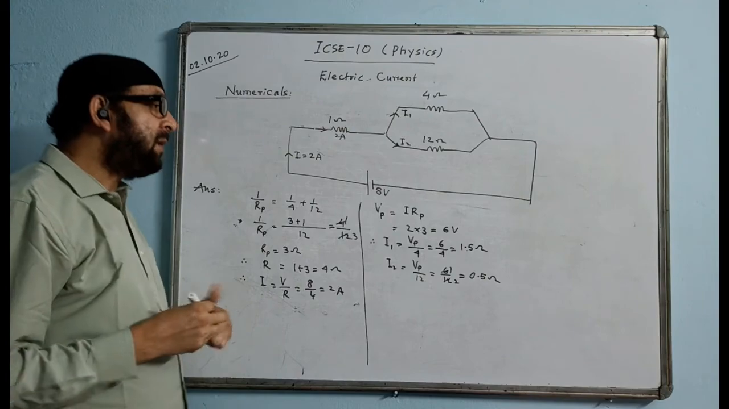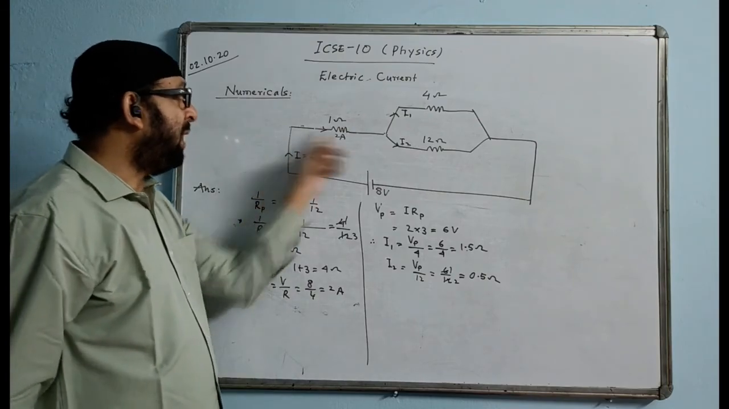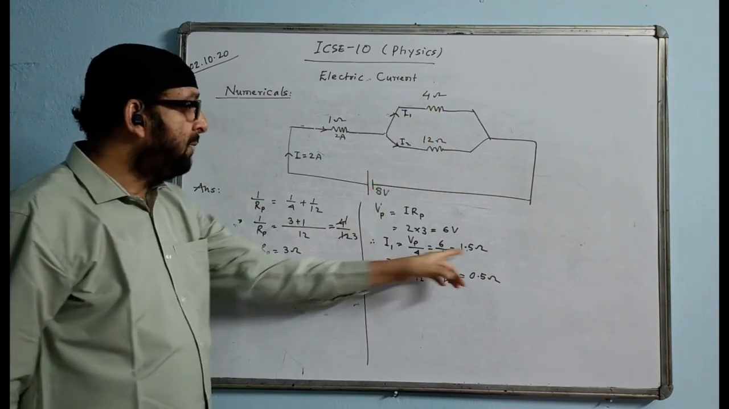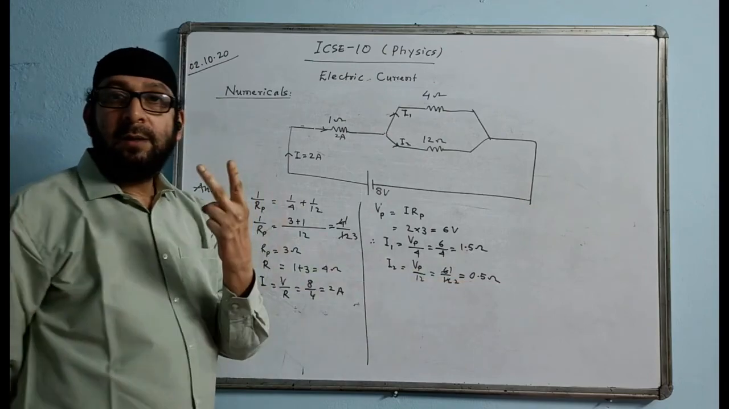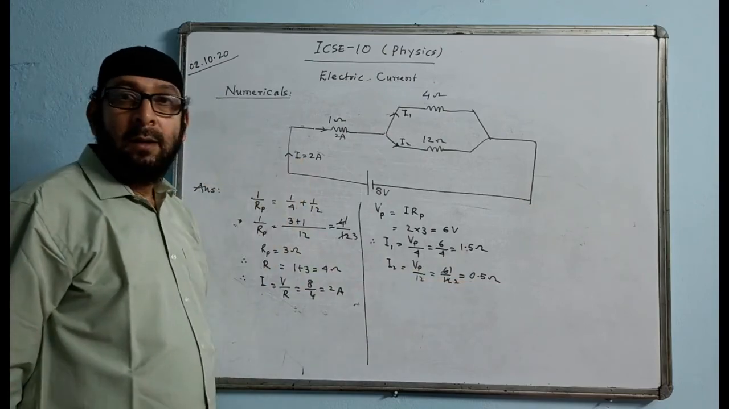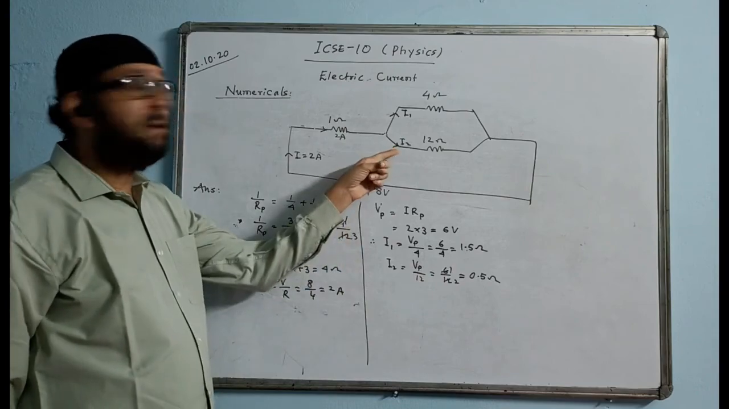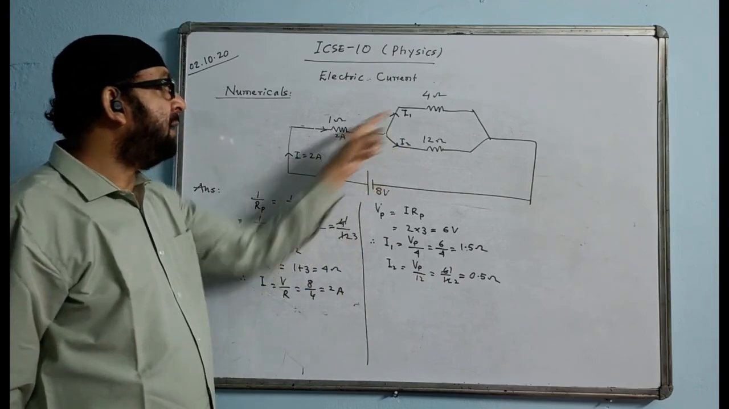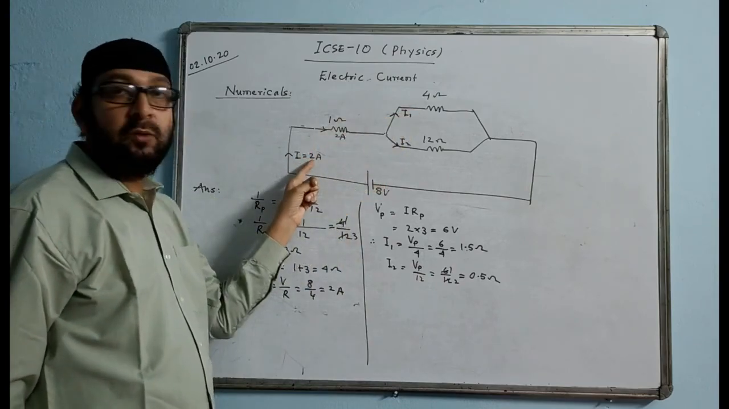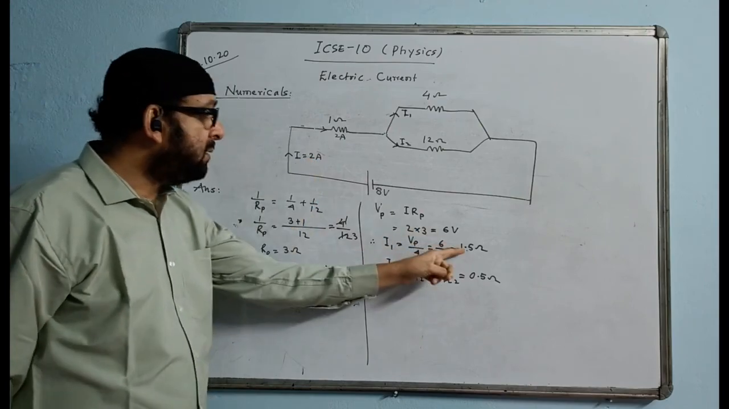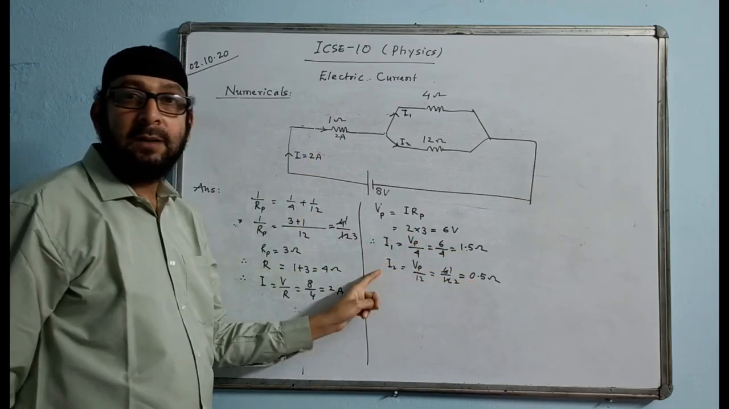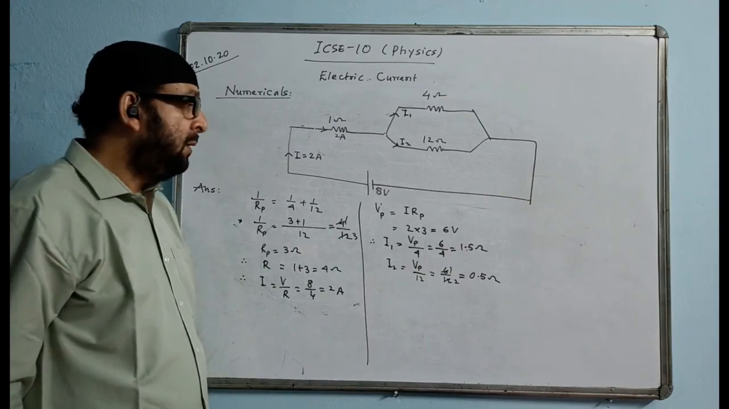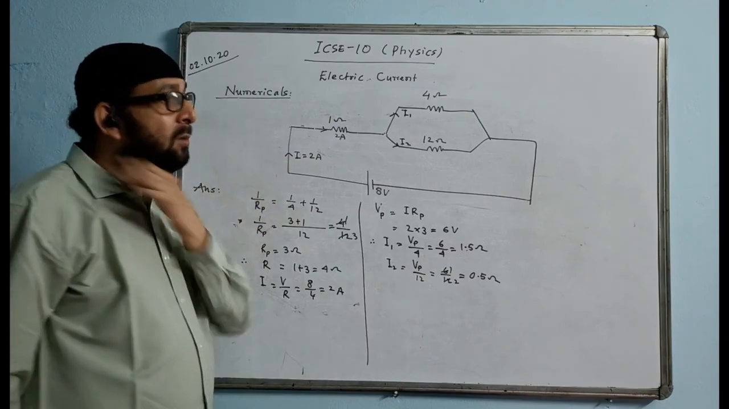When you add I1 plus I2, the answer must become I, because I is only getting divided. So 1.5 plus 0.5, the answer is coming 2. Exactly this value is coming. Or we can do one thing: to find the current through the other branch, find the current in the first branch and subtract it from this 2 ampere. 2 minus 1.5, the remaining answer will come as I2. That also can be done. So this is the answer for this question.